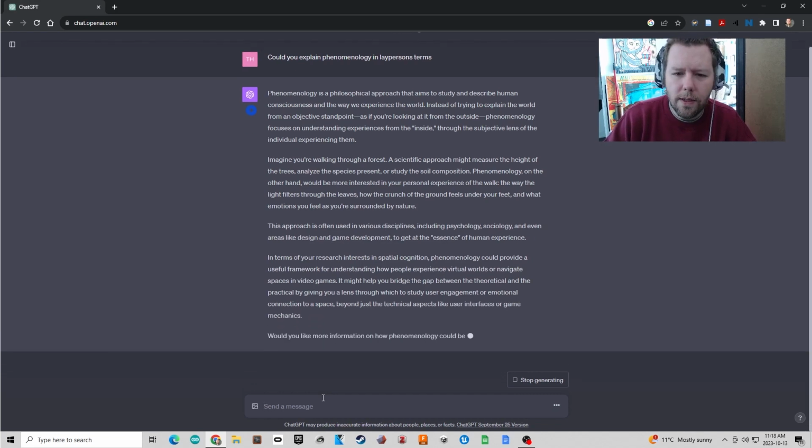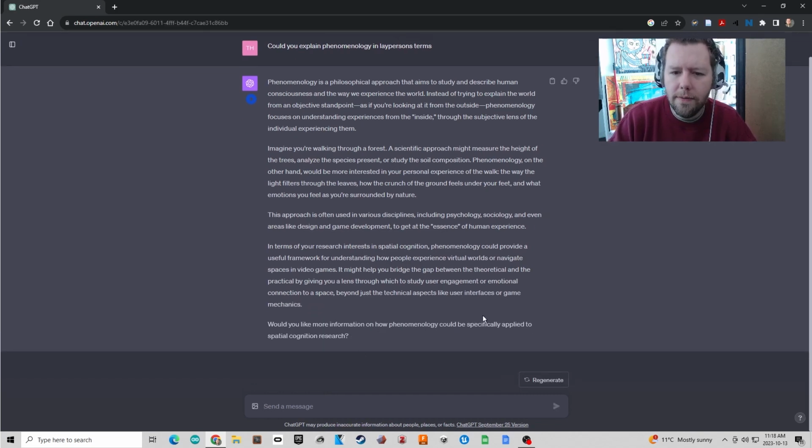Imagine you're walking through a forest. A scientific approach might measure the height of the trees, analyze the species present, or study the soil composition. Phenomenology, on the other hand, would be more interested in your personal experience of the walk, the way the light filters through the leaves, how the crunch of the ground feels under your feet, and what emotions you feel as you're surrounded by nature. This approach is often used in various disciplines, including psychology, sociology, and even areas like design and game development to get at the essence of human experience.